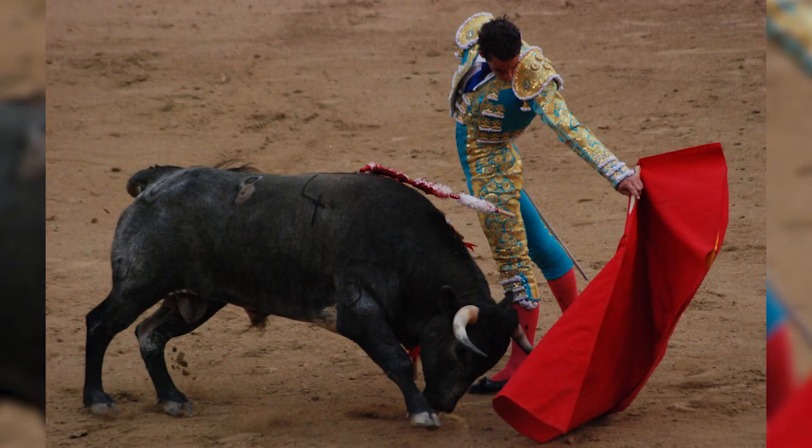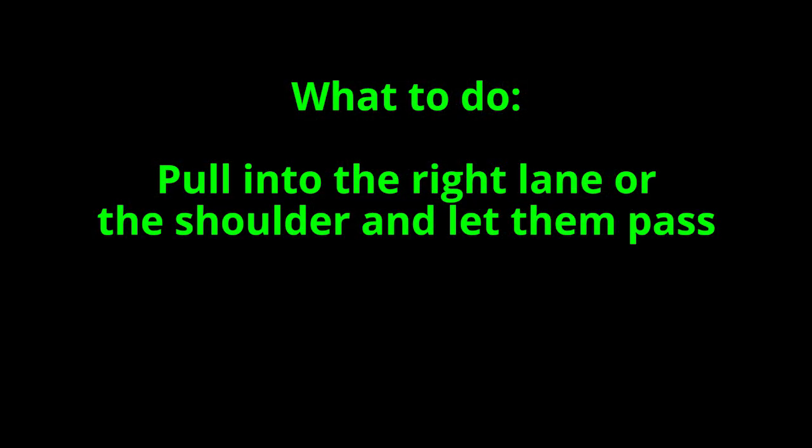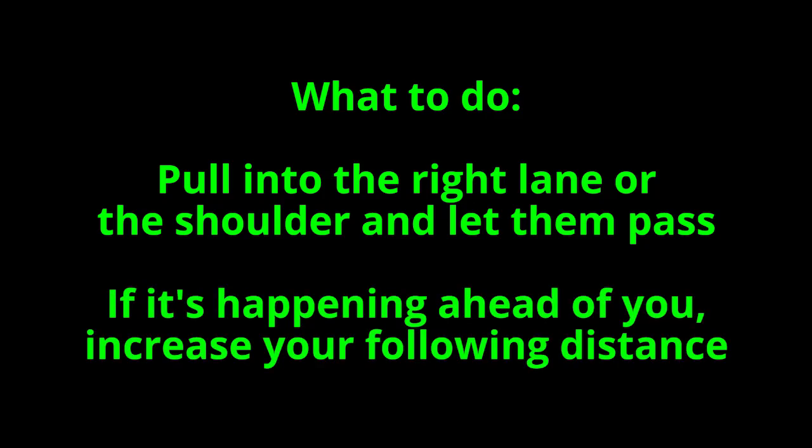I also like to think of it like an angry bull. You wouldn't run towards the bull, would you? No. They are out of control and should be avoided. This is what needs to be done with aggressive drivers. How? Pull into the right lane or onto the shoulder and let them pass on by. If you see it happening ahead of you, increase your following distance. Unfortunately, once we get a driver's license, there is no emotional testing required. Use your wits and mirrors to sense angry drivers.